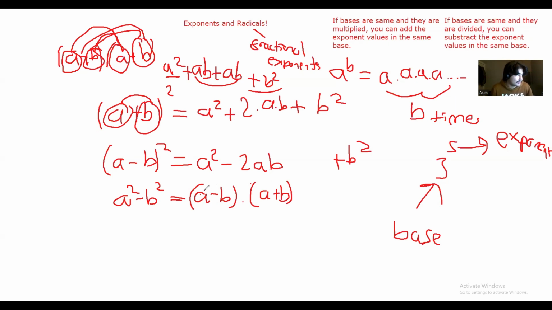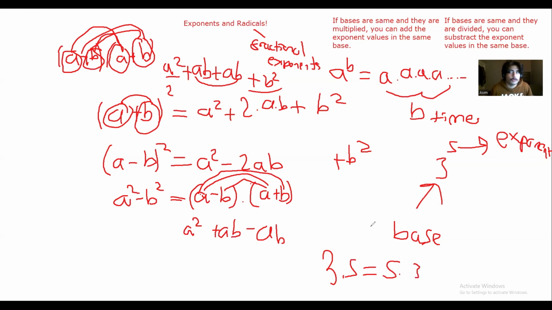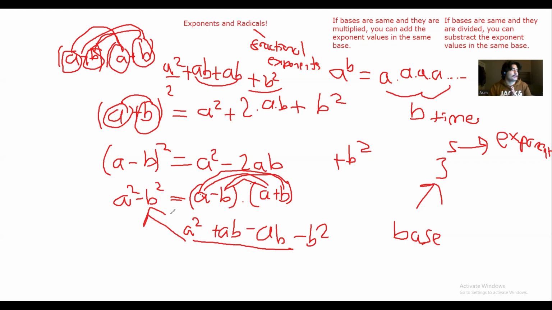It's very basic. You can just take your a, multiply with this a, you got a squared. Then a times b, you're just going to write ab, and negative b times a, you're going to get negative ba, which is the same as ab. Because guys, don't forget, 3 times 5 is equal to 5 times 3, so don't worry about the exact location of these variables. Also, take your negative b, multiply with b, and you end up with negative b squared. And this is equal to a squared minus b squared.